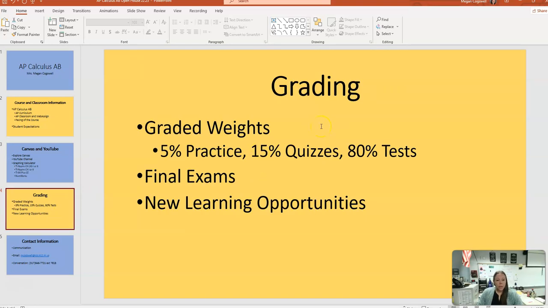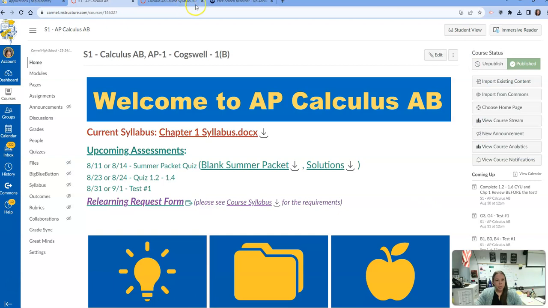The grades in here, we do 5% practice, so that's those check your understandings on WebAssign or any homework that they turn in, any homework checks we do during class. Then 15% are quizzes, and then 80% are tests. And first semester we'll give 4 tests. Second semester, I think we'll do 3 tests and potentially a project. And the final exams don't carry any higher weight than all of the other tests, but we will do a final exam both semesters.